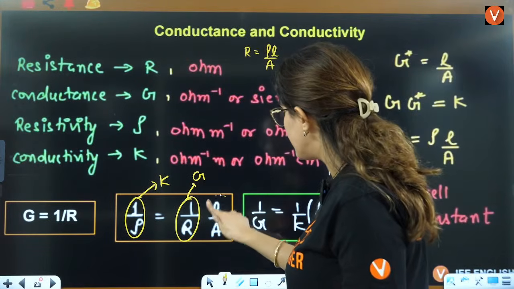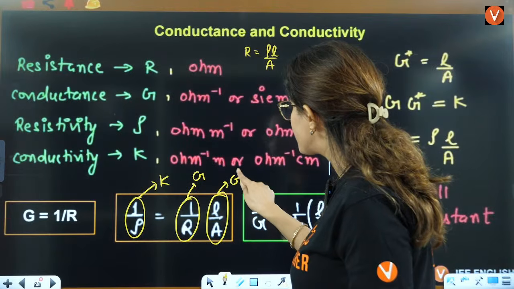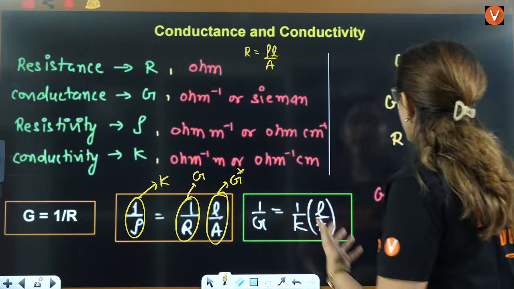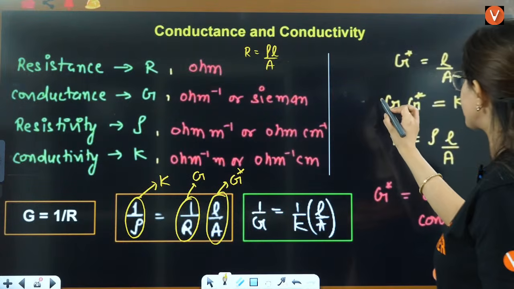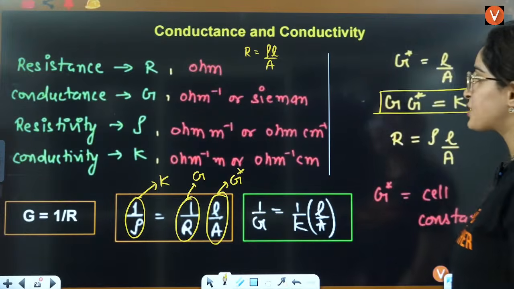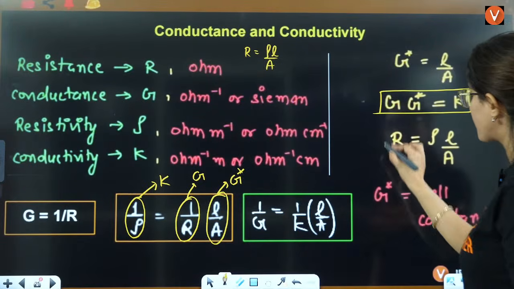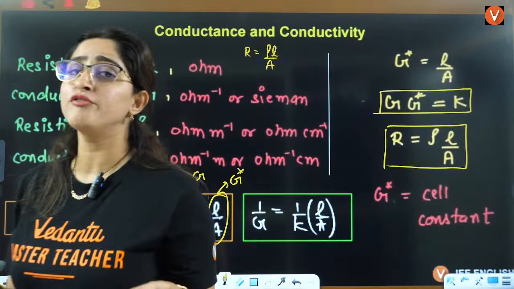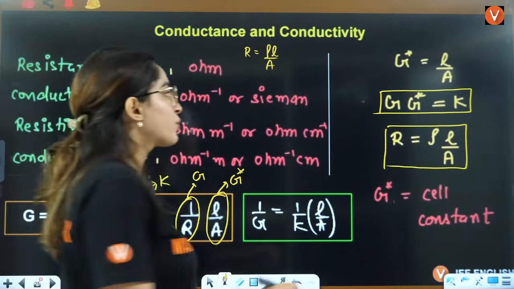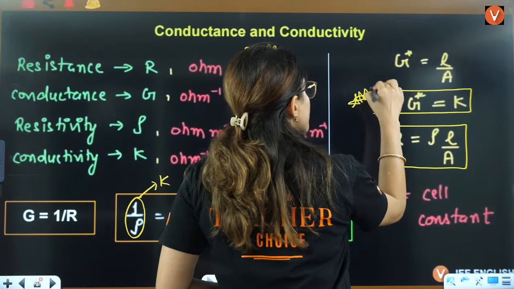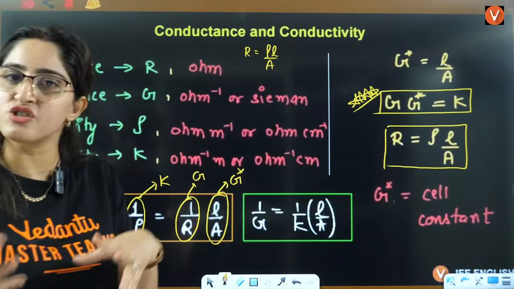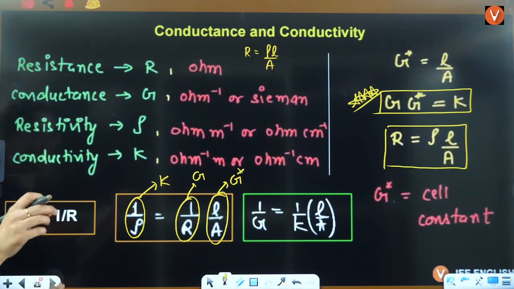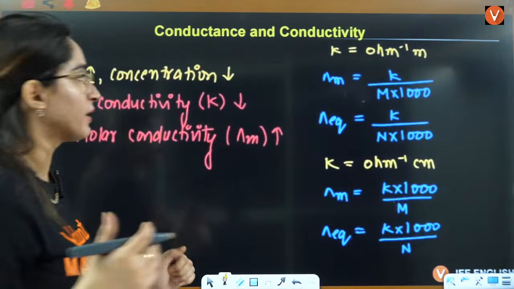conductance, that is G. And L by A is called G star, that is called the cell constant. So from there we know that G into G star is equal to kappa. That is very, very important. And this formula is also very important that we have written here. Either they ask you questions from here. This is actually most important, and you should know what is G, what is G star, what is kappa, what is rho, everything. You should know which symbol is used to denote what.